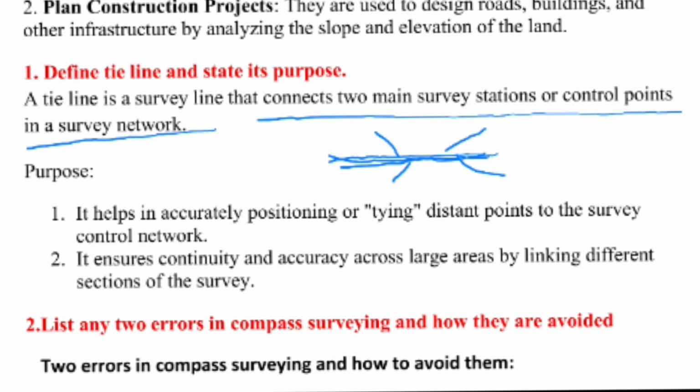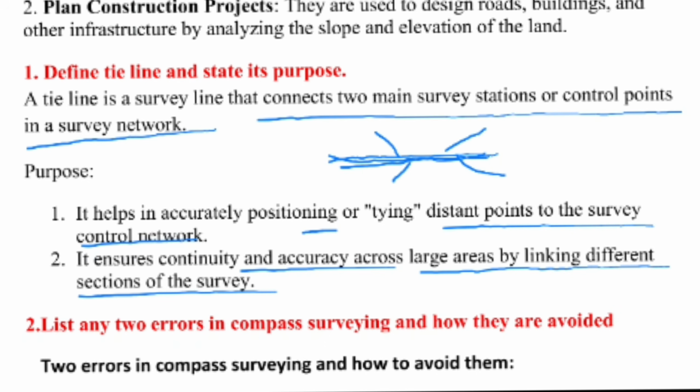Its purpose is to give accurate position and to tie the distant points of the survey control network, ensuring continuity across large areas and linking with a section of the line survey. We can use the tie line for these two purposes in survey lines.